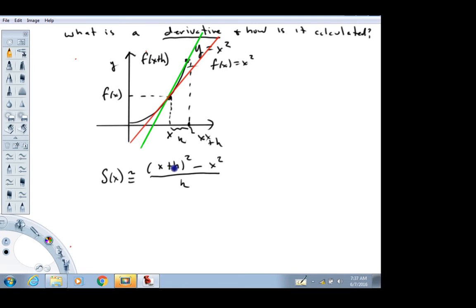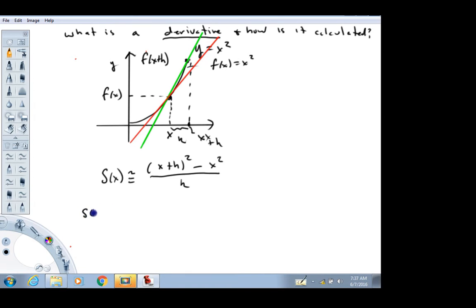Now, when these points are further and further apart, meaning if h is very large, the green slope and the red slope will get further and further apart. But when you go the other way, when h gets small, the red line and the green line will come together. So the smaller h is, the better the approximation. And we've got a mathematical tool to make that approximation perfect. We'll use the limit tool to drive this secant line slope to the tangent line slope.